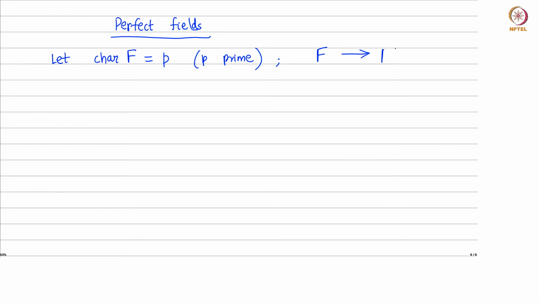Let's take the map from the field F to itself. Let's call it phi, which is the following. It takes every element of the field and maps it to its pth power. Okay, P being a prime here. Now observe that this map is actually a field homomorphism. So claim or observation, fact, observe phi is a homomorphism of fields.